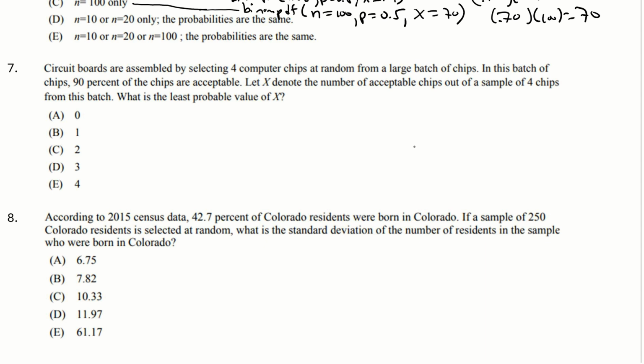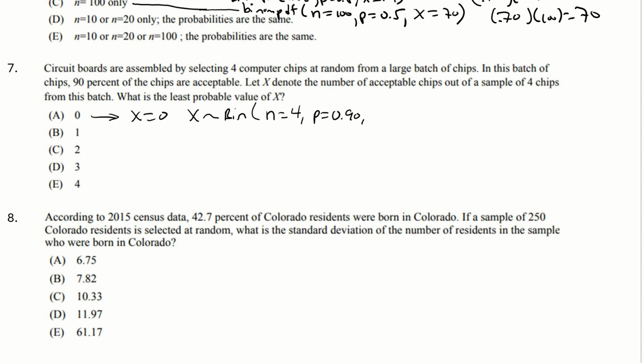All right, so basically they're asking us to calculate the probabilities in A through C. So this is X equals 0. Now remember, X is a binomial distribution where n is equal to 4, p is equal to 0.90.